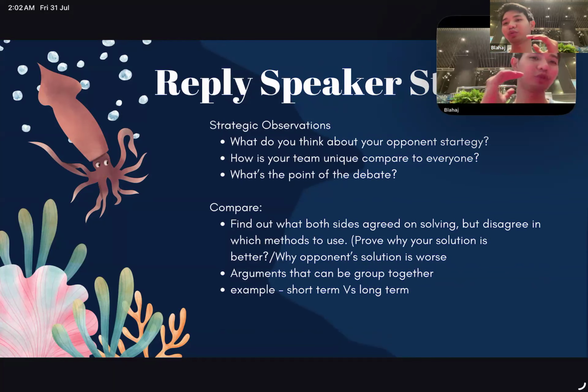The first part is what we call strategic observation, which is more on the technical side. If you are able to do it, bonus marks will be given because you are doing it in a correct manner. Strategic observation basically means how bad your opponent was in terms of strategy and how well you did in terms of strategy when approaching and debating the motion itself.